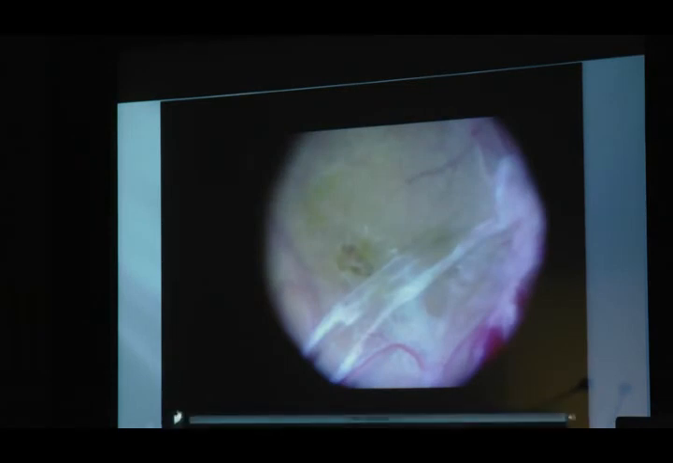This is another situation where you have a chronic edema with almost forming a hole in this particular area. For some reason the video is not playing again.